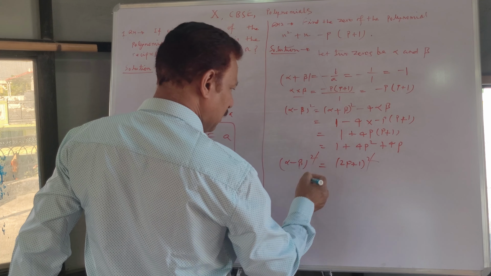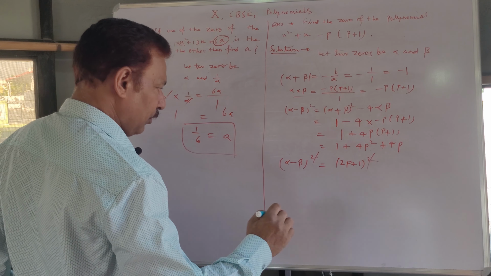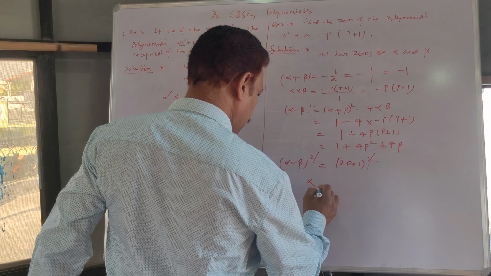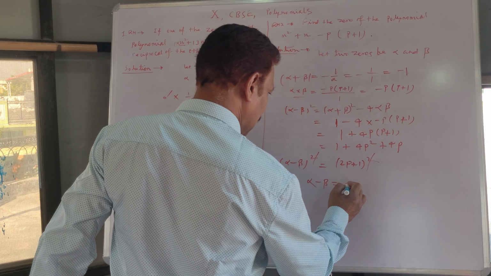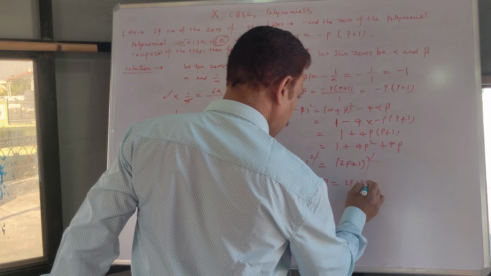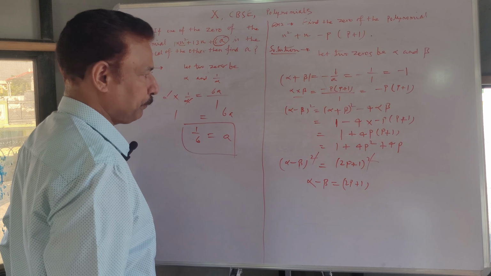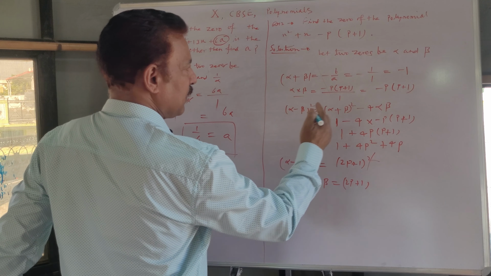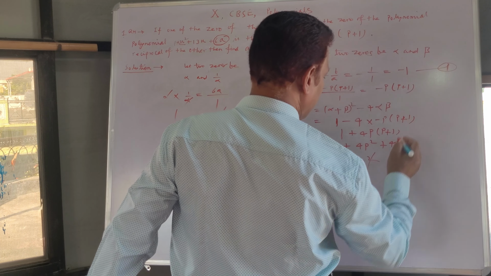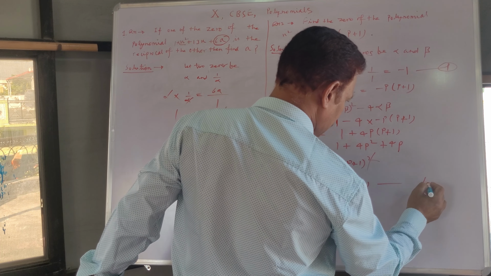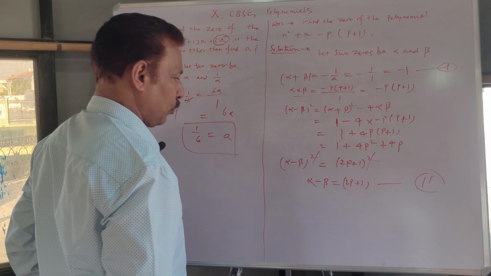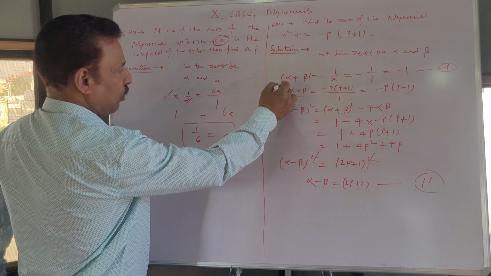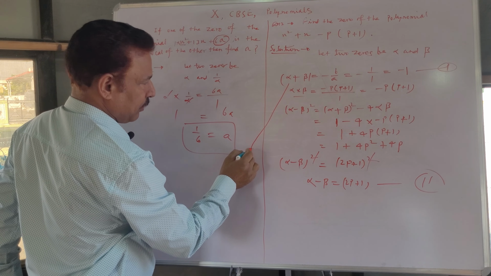So this cancelled away by this. What did you get? Of course you can tell me. Alpha minus beta is 2p plus 1. This is alpha minus beta, right? Alpha plus beta is minus 1. You can name this equation 1, and you can name this equation 2. Now I have to solve these two equations, alpha plus beta and alpha minus beta.